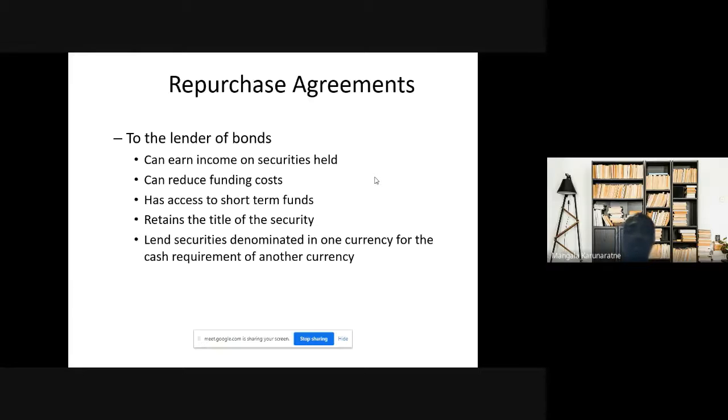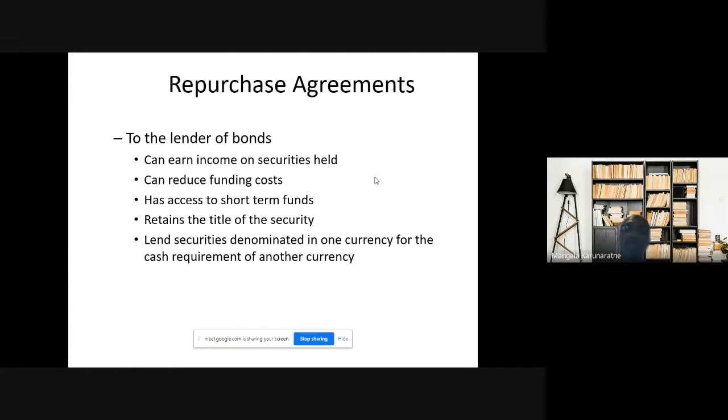But by doing repo and generating funds, there's no risk for you from favorable movement in the market, because you have the title of the security. So if the value of the security goes up, you can always pay your repo money back and get the security, and if you want, you can liquidate it, right?